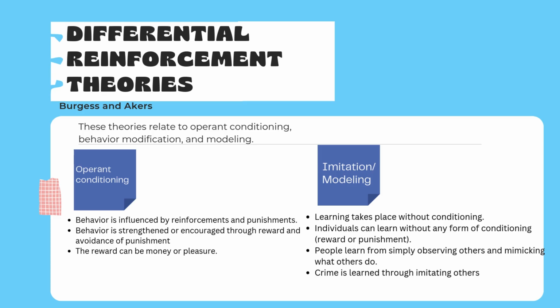All right. So Burgess and Akers expanded on Sutherland by bringing in psychology. And their differential reinforcement theory says people repeat behaviors that are rewarded and avoid those that are punished. So if a teen shoplifts and then gains respect from peers or even a thrill from doing it, those are rewards that reinforce the crime. On the other hand, if they're caught, humiliated, punished, that would discourage the behavior.